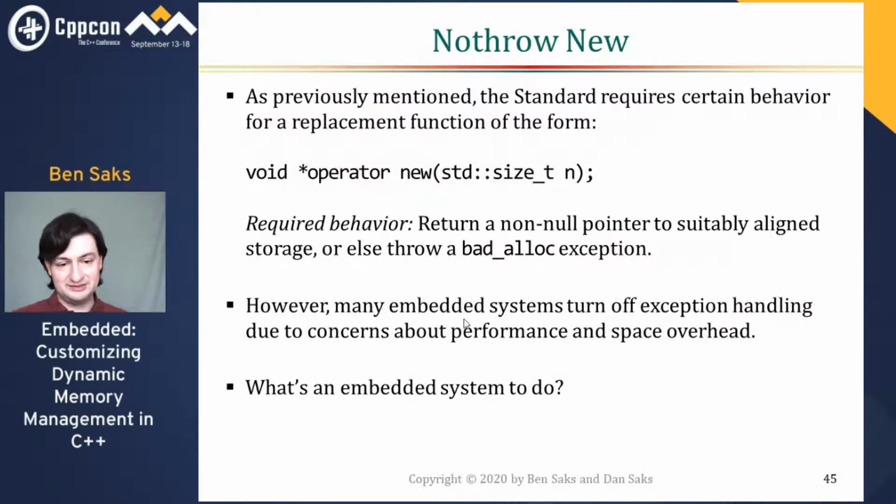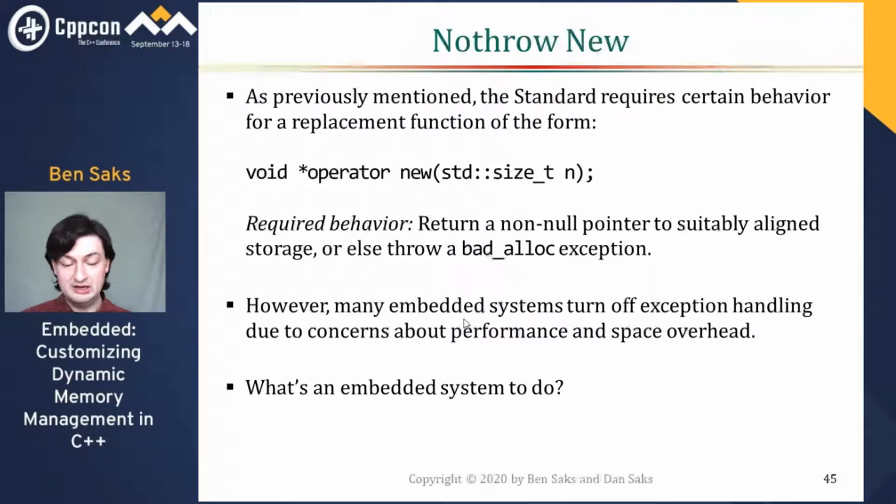So now to go back to that earlier problem that I mentioned, where we don't want to throw a bad alloc exception on an embedded system generally. We want to fail in some other way, because exception handling often raises significant performance concerns on embedded systems.